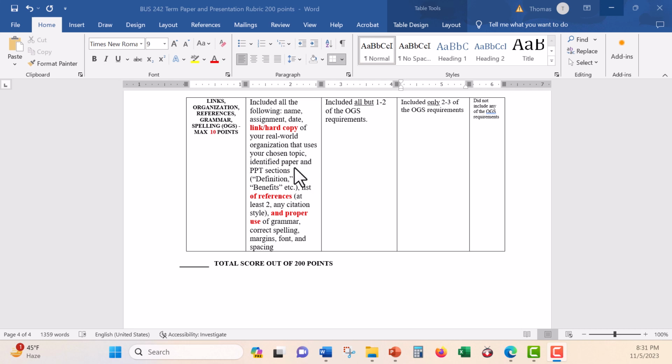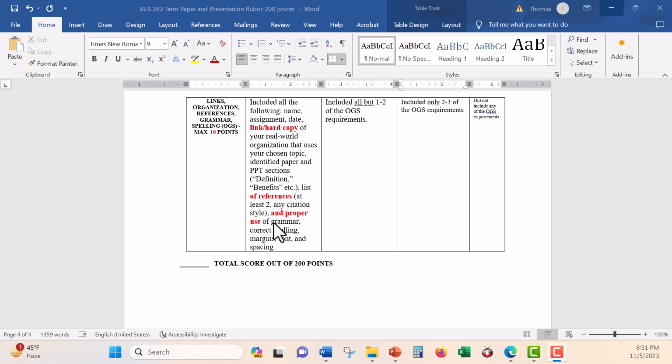Make sure that the paper has the proper headings. So how many headings do we have? I think there's five sections, so there should be 5 headings. I'll just give you an example: definition, benefits, whatever. List of references, at least 2. Any citation style. I'm not holding you to Chicago. I'm not holding you to APA, but I do want you to list the references at the end.